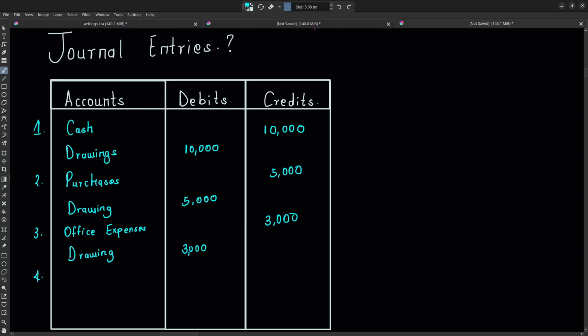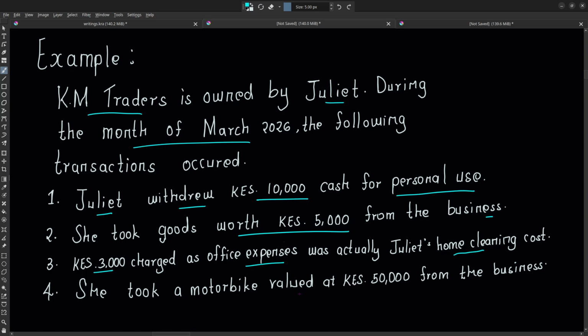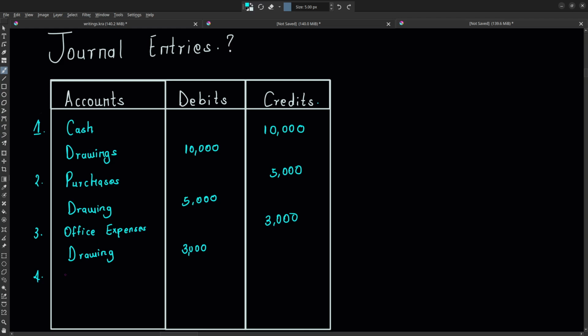Then let us look at the fourth transaction, where she took a motorbike valued at 50,000 from the business. Okay, so this is a PPE account, specifically the motor vehicle account. We need to recognize a decrease to that account, and by doing so we credit that account. And then we debit the drawings account to recognize that increase. One thing you need to note is that when you want to increase a drawings account, you debit. When you want to reduce it, you credit.